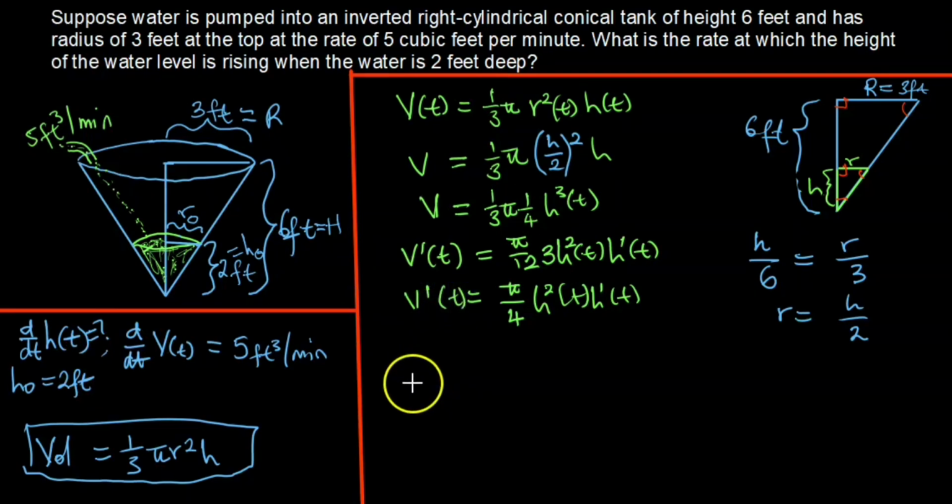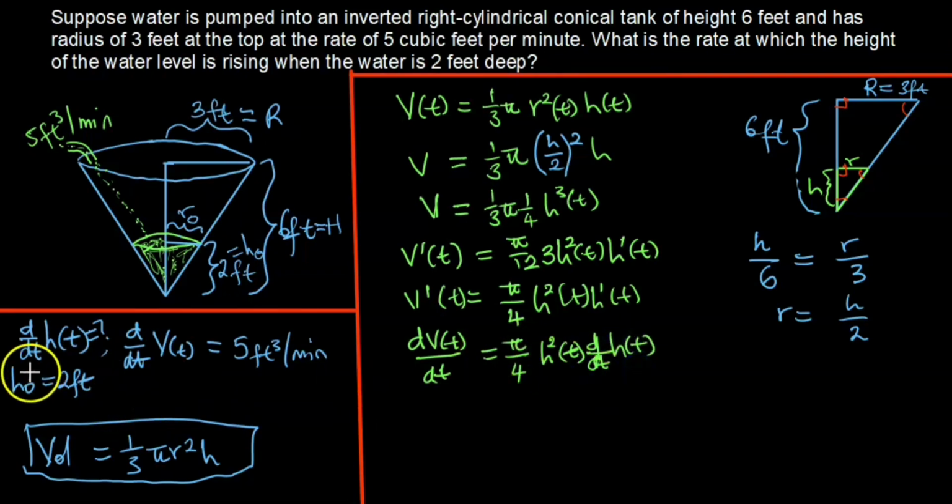So let me rewrite this for you to see. This is the derivative of the volume, which changes with time, with respect to time, is equal to pi over 4 times this, which is the square of the height as time changes, then the derivative with respect to time of the height. So what are we looking for? We're looking for the derivative with respect to time of the height function. So what if we make this the subject of the formula? Are we not done? Good.